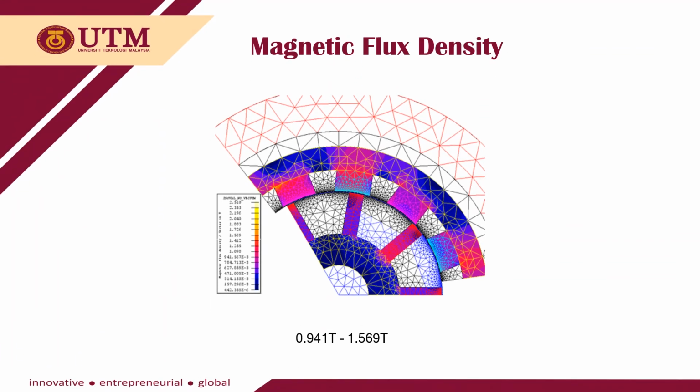From Altair Flux software, the flux density distribution ranges from 0.941 Tesla to 1.569 Tesla. It can be seen here that the orange-red region between the stator and rotor has the highest flux density at 1.569 Tesla.